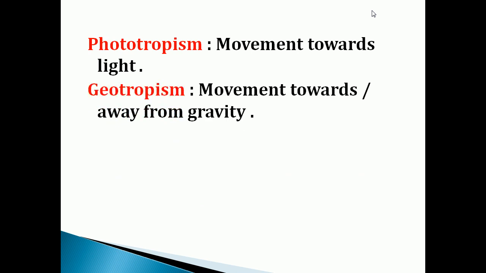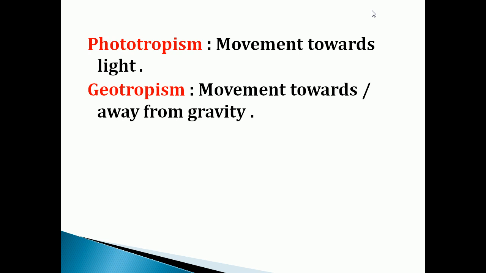Geotropism means a movement towards or away from gravity. In geotropism, the plant will show a response like this. The root of the plant will always grow downwards, while the shoot of the plant usually grows upwards, away from the earth. This upward and downward growth of shoots and roots in response to the pull of the earth is called geotropism.